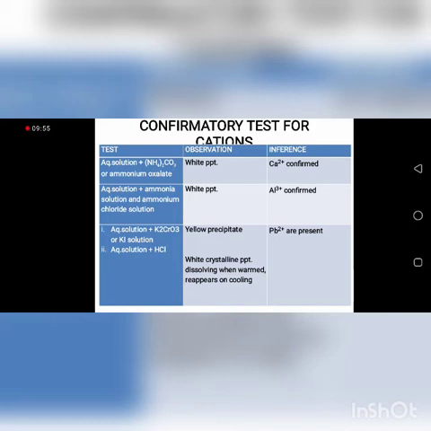So for lead, if an aqueous solution of potassium heptaoxodichromate 6 is added to the unknown solution, or potassium iodide solution, and you see a yellow precipitate, it confirms that lead 2+ ions are present. So this is the confirmatory test for both aluminum and lead. Okay, so that is that.